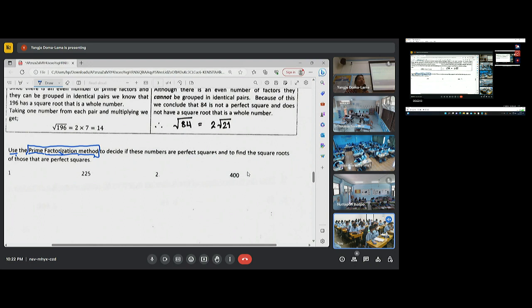Factorization. Method. How do you read again? Read again.